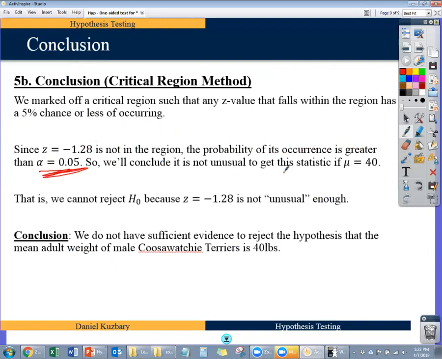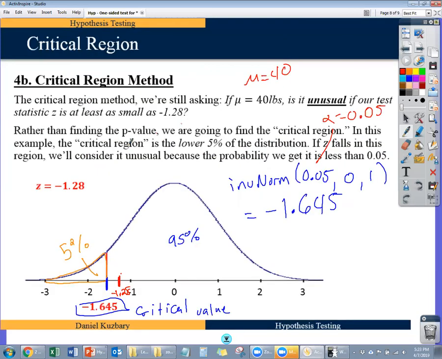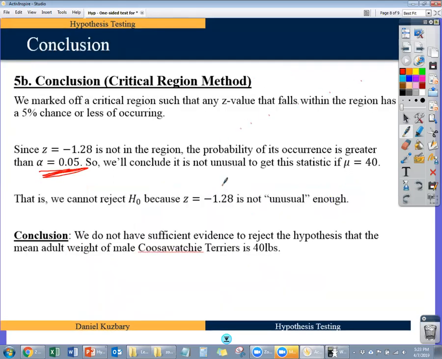We already saw earlier it was like 10%, but you don't have to do the p-value method and the critical value method at the same time. You can pick one. You don't have to do both. So we don't know exactly what the probability of its occurrence is. It's 10%, but we didn't calculate it. But we do know that it's bigger than 5% because all the things that are 5% or less are over here, so it's bigger than 5%, which means it's not unusual.